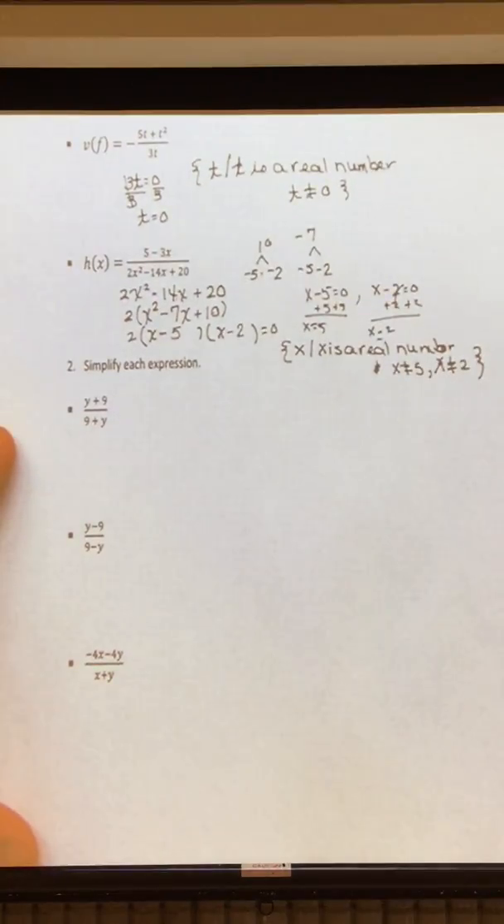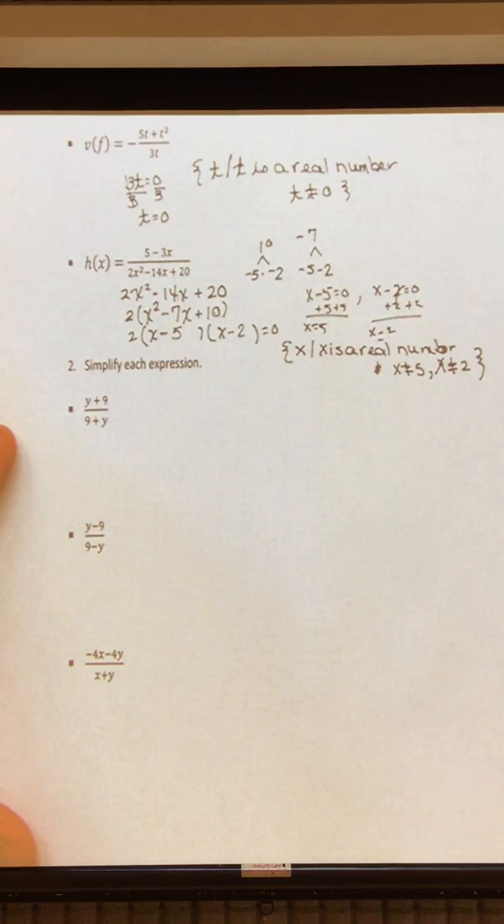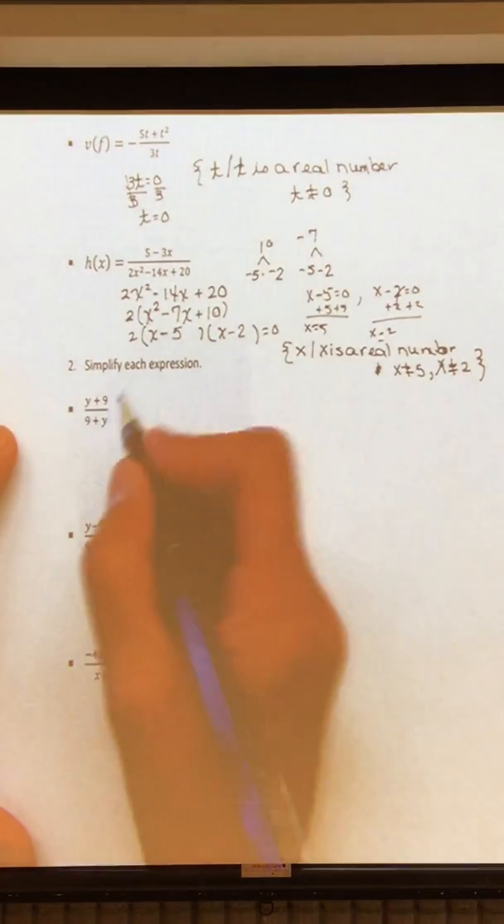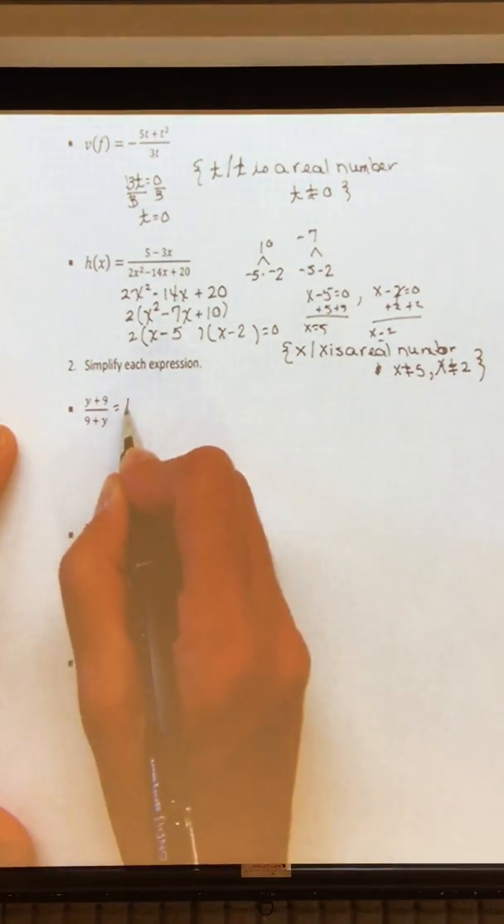Number 2, simplify each expression. y plus 9 over 9 plus y. Here you have the same terms. So y plus 9 over 9 plus y is just 1.